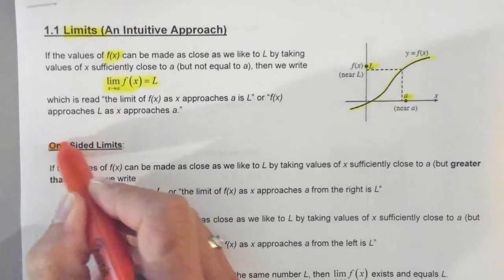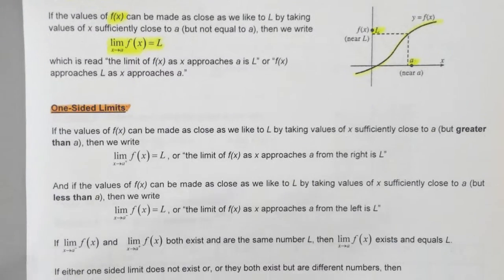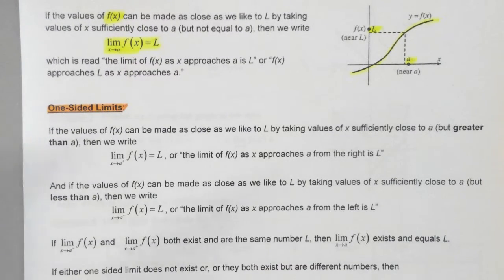Okay, one-sided limits. All right, so we're going to look at these first because when you're evaluating the overall limit of a function, that's what you're looking at: the behavior as we approach from the left and from the right. Is the behavior the same or is it different?